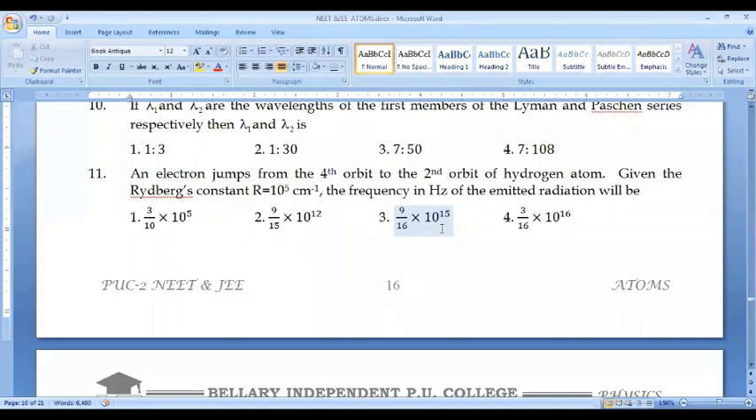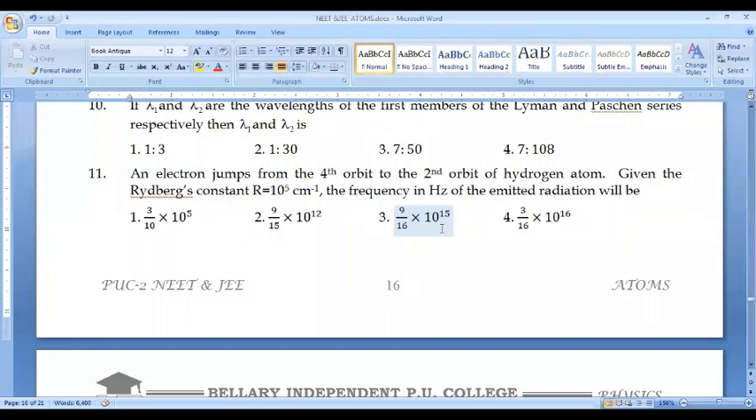Then 36 into 3 is equal to 108. So 4 1s are 4, 36 are cancelled. So 36 into 3 is equal to 108. Therefore, lambda 1 is to lambda 2 is equal to 7 is to 108. Correct answer. So which option? That is the fourth option correct.